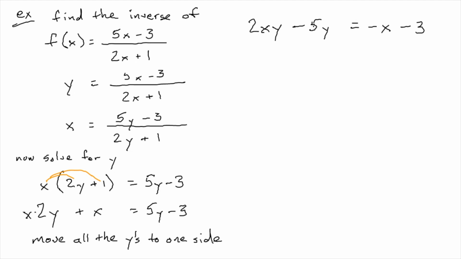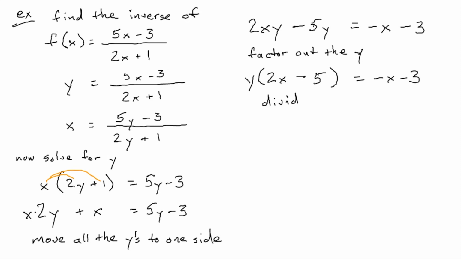Now what? Factor out the y. Because everything on the left has a y. So there's the y. I just factored it out. And what's left? Well, I did have a 2x times a y. Well, then there must be a 2x left. And then you have a minus sign. And I did have a 5 and then a y, so I'm factoring out the y. I'm left with a 5. And now divide. I'm left with a y on the left, and on the right I have a negative x minus 3. That's what I had. And I just divided by 2x minus 5.